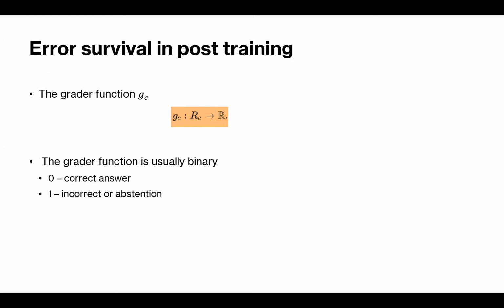The grader function is usually binary. It will assign a 0 to a correct answer and 1 to any other answer, whether it's incorrect or an abstention. And that's the whole problem, because you are penalizing the model equally if it is wrong and if it is admitting that it does not know the proper information to answer the question. We are treating both as the same, whether the model answers incorrectly or admits, "I do not have the information to answer this question."